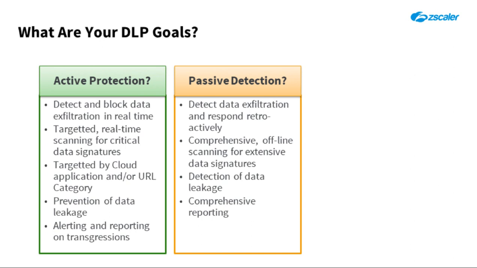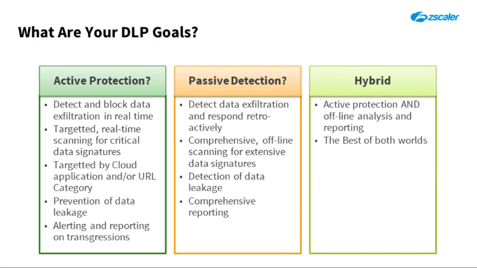Or is it sufficient to passively monitor data on exit and forward suspect transactions to an external system for offline scanning with a more comprehensive set of data signatures? Although this option only allows you to respond retroactively to any suspected data exfiltration attempt. Or do you need both capabilities, with real-time protection and detailed offline scanning, analysis and reporting?